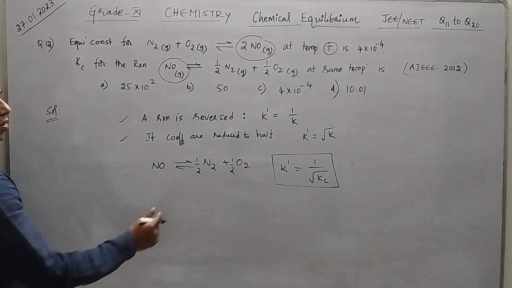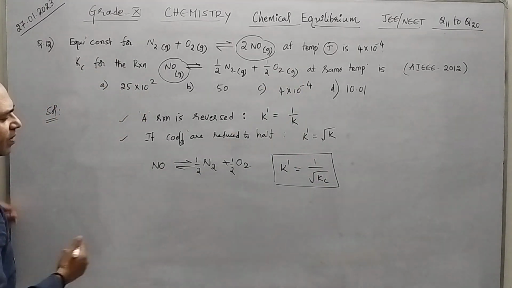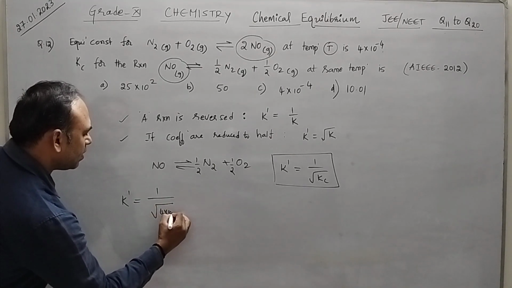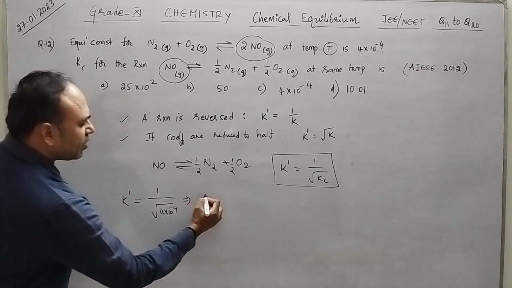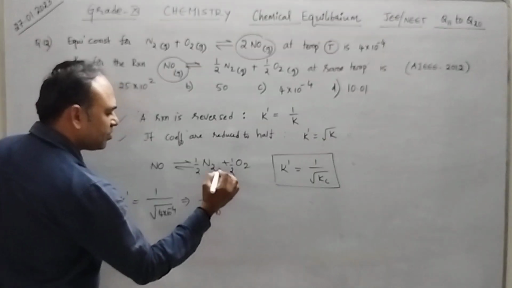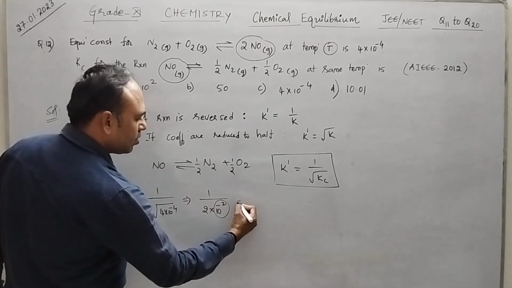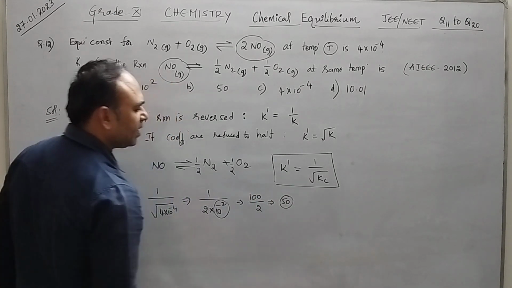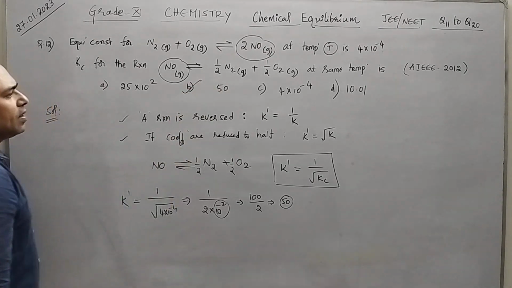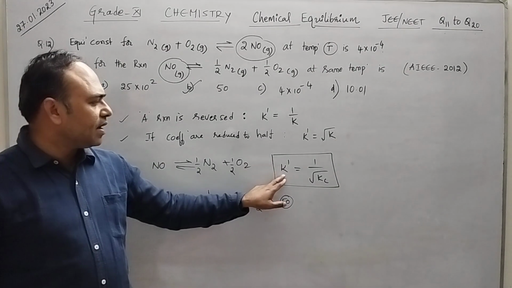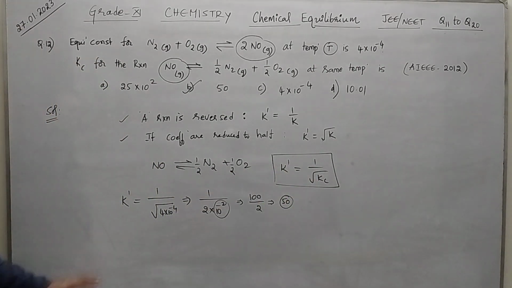Now find out, what is Kc here? 4 into 10 to the power of minus 4. So K dash is equal to 1 by root of 4 into 10 to the power of minus 4. What is your answer? 1 by root 4 is 2. Root of 10 to the power of minus 4 is 10 power minus 2. Let us take it to the numerator. We get 10 square, nothing but 100 by 2. So we get 50. Answer is 50. Very simple. Two conditions we have applied and found that K dash is equal to 1 by root of Kc. So on calculation the value is 50. Hope you have understood this.